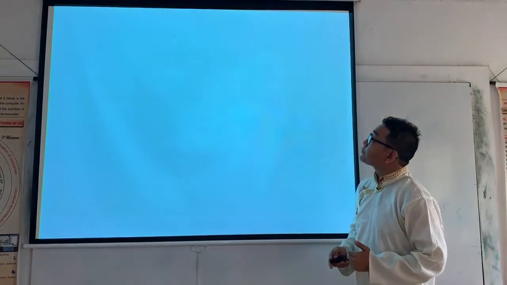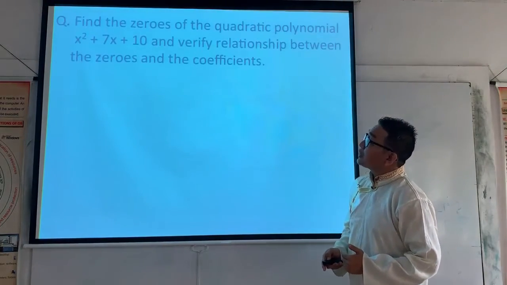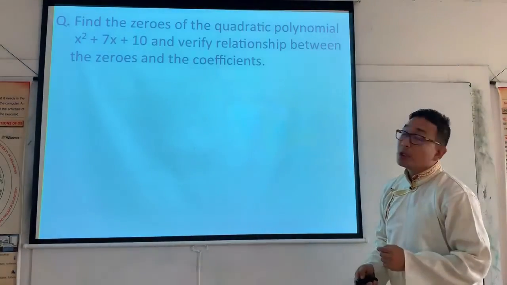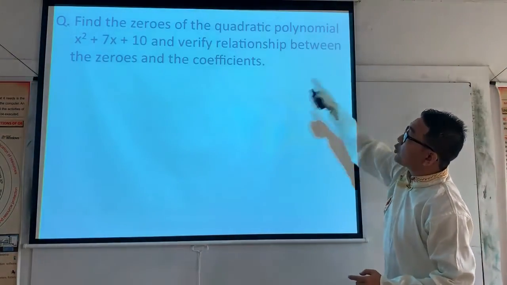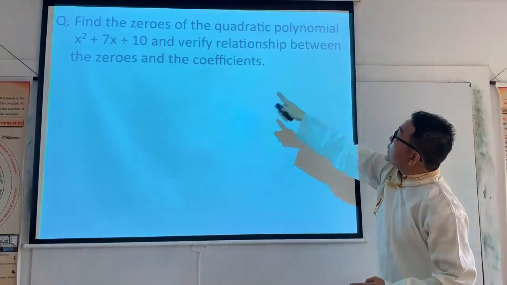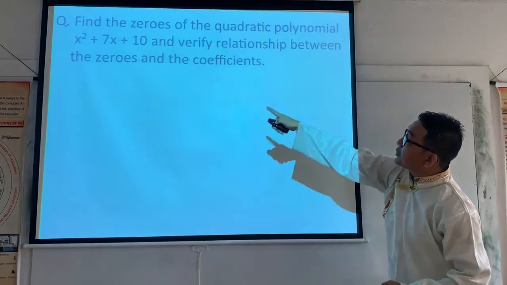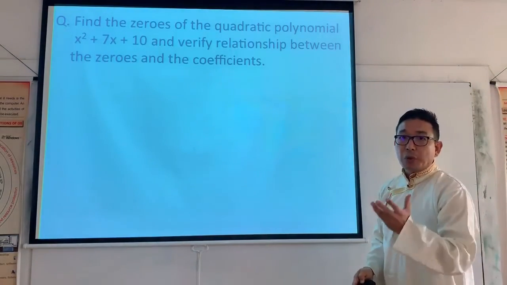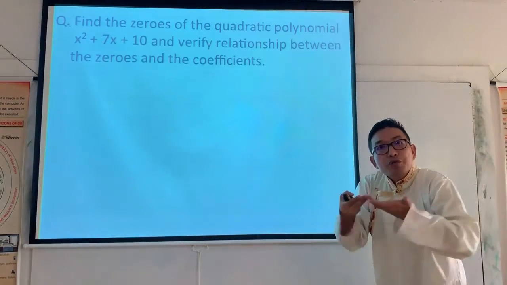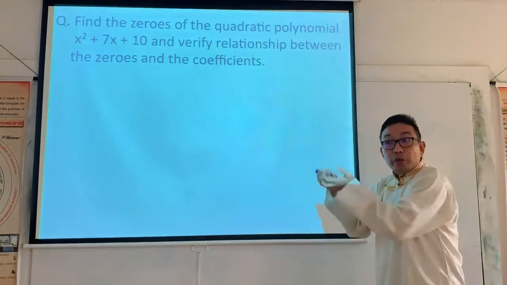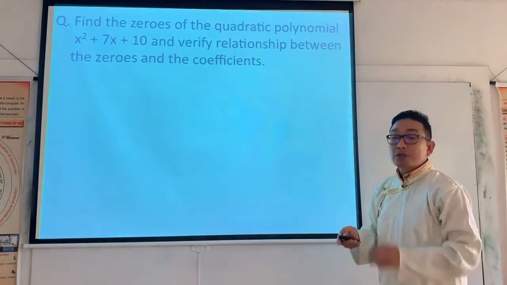Now let's solve an example: find the zeros of the quadratic polynomial and verify the relationship between the zeros and the coefficients. First we find the zeros, then verify the relationship with the coefficients.